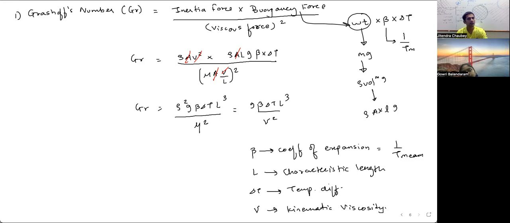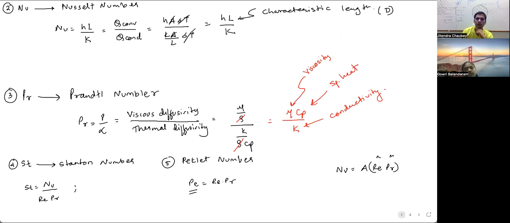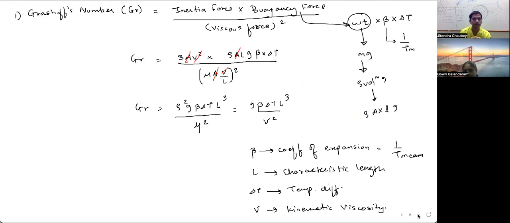The functionality of Grashof's number is the same as Reynolds number. They will always give you some range of Grashof number for a particular Nusselt number equation. Like I told you about Nusselt number, it will be written in the form of Re and Pr. This is only for forced convection. For natural convection, it will be written in the form of Gr and Pr.